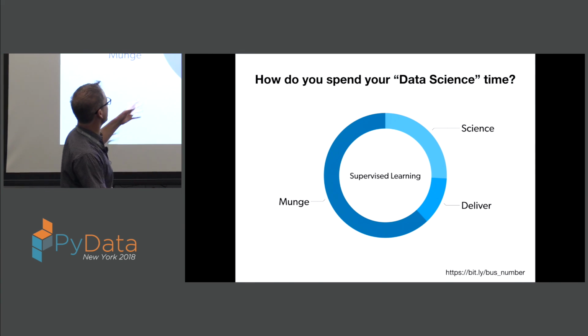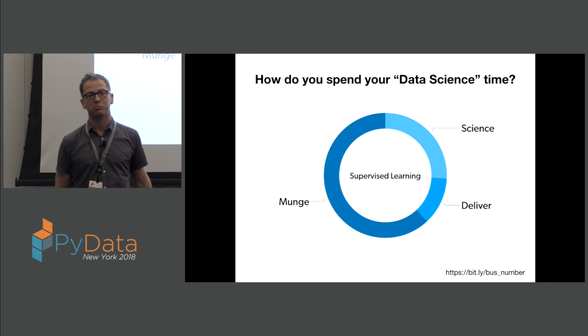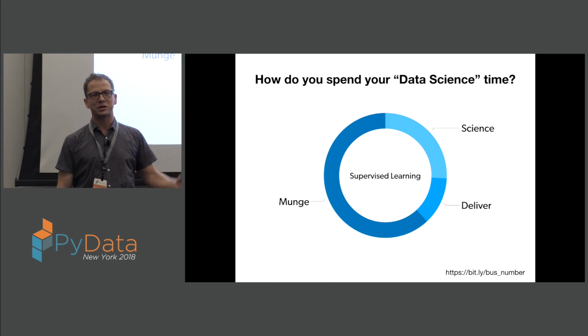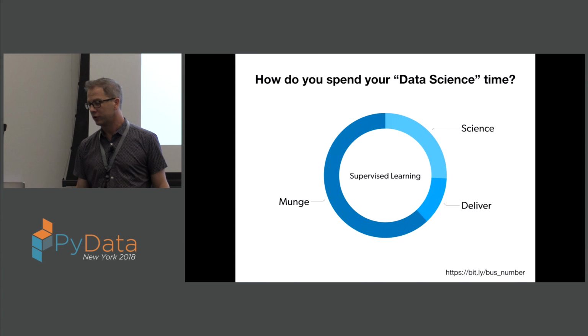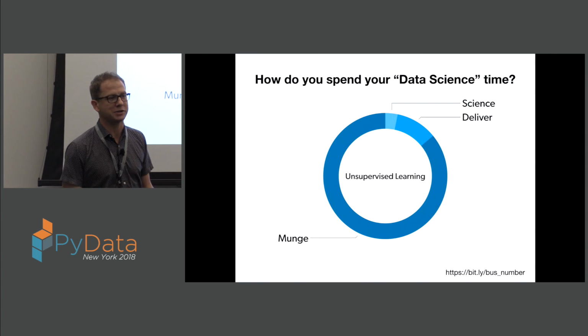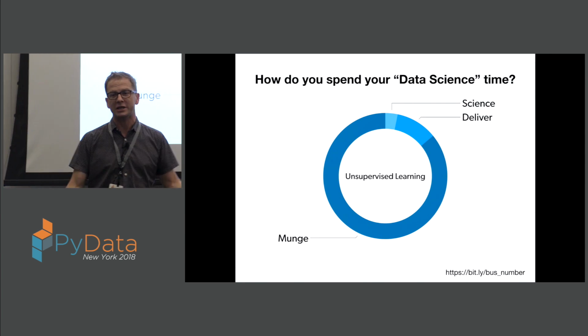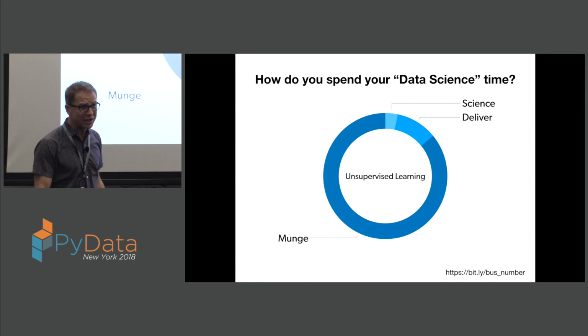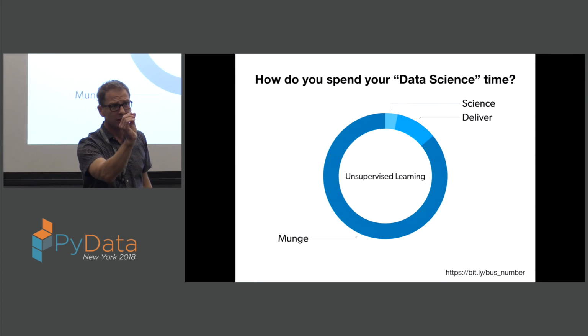Now I say 80% because when you're doing supervised learning, it takes a while to train a model. Supervised learning is not the entire space. It gets worse. If you're doing unsupervised learning, quite often you're just doing some kind of EDA and a visualization, how much actual sciencing are you doing? You're running one algorithm out of scikit-learn.